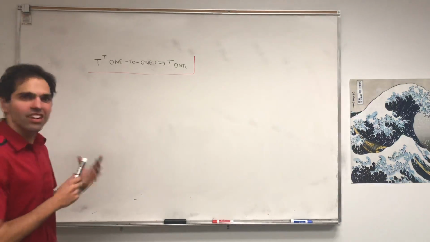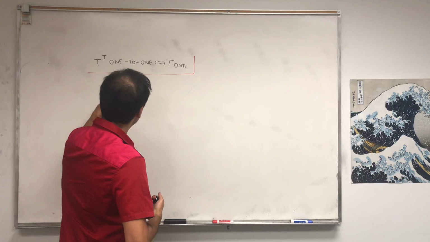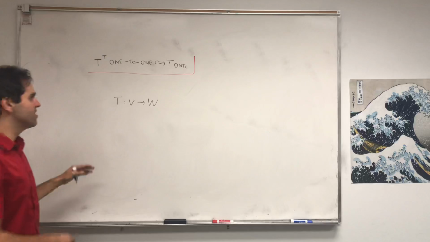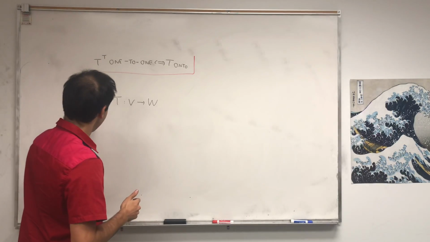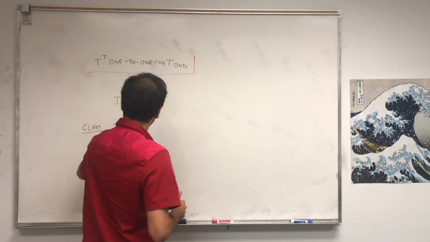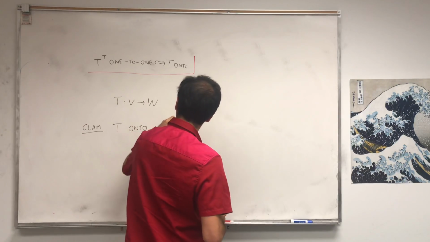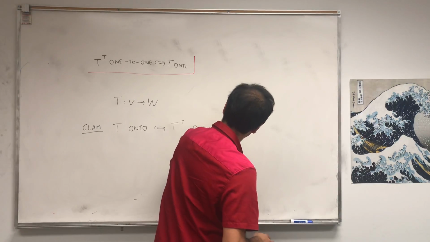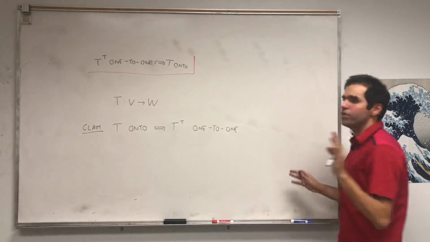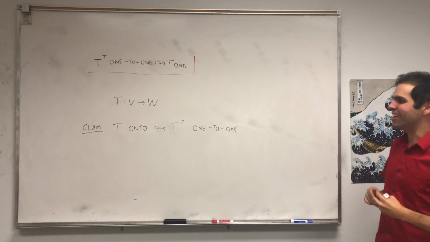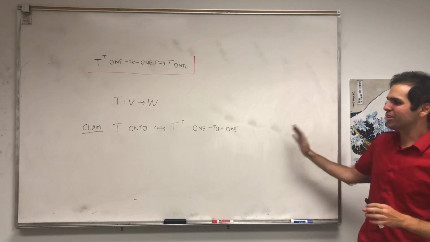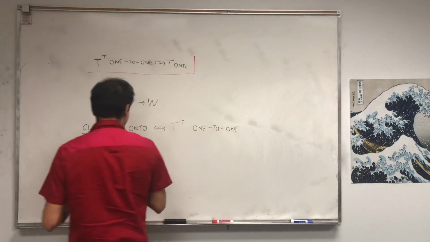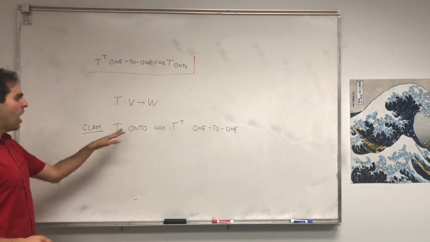Namely, suppose we have a linear transformation T from V to W. Then what I want to show is that T is onto if and only if its transpose is 1 to 1. And actually here we don't even need to assume that V and W are finite dimensional. So this is always true, and then I'll also talk about the other direction you might think later. But how do we show this?